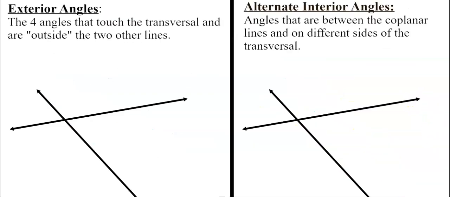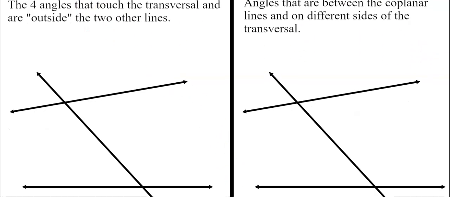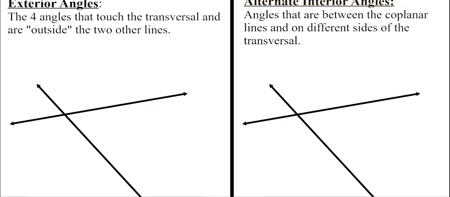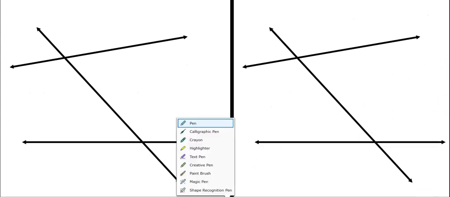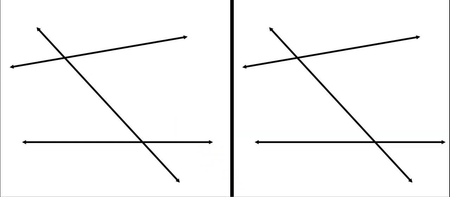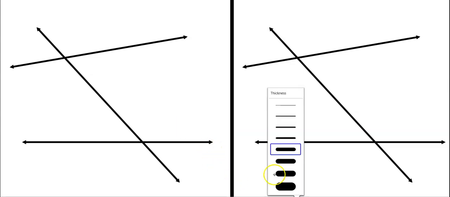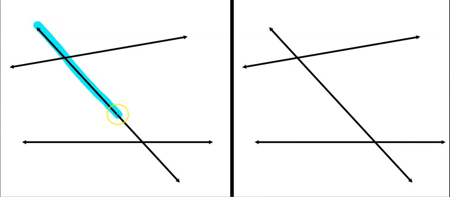Now, if we have interior angles, it would only make sense that we have exterior angles. So the 4 angles I haven't already named, they are going to touch our transversal, and they are going to be outside the other 2 lines. So that's these 4 angles right here.